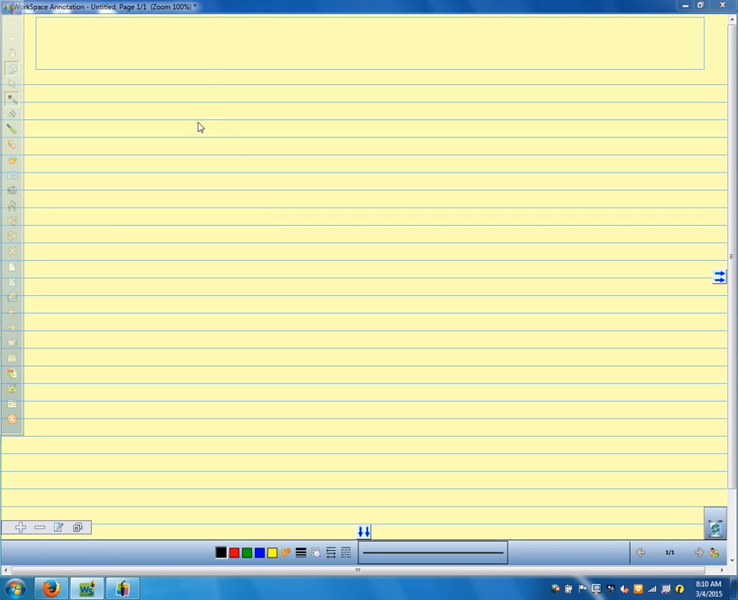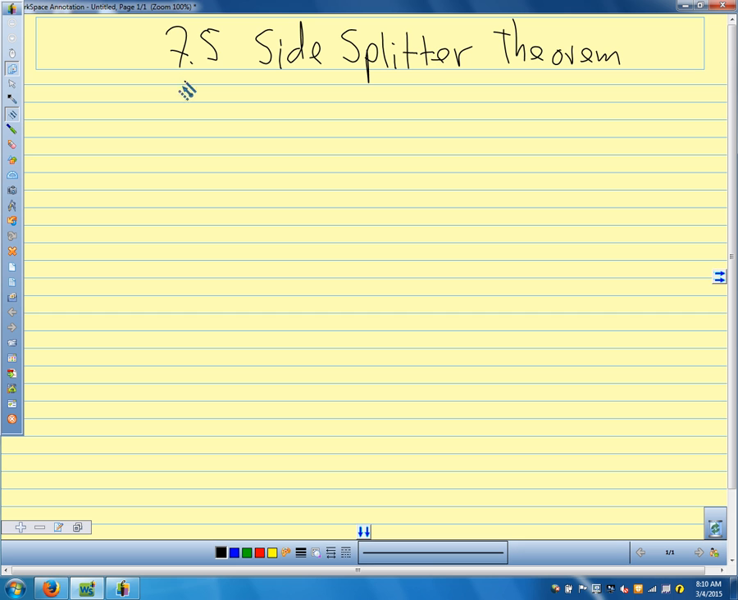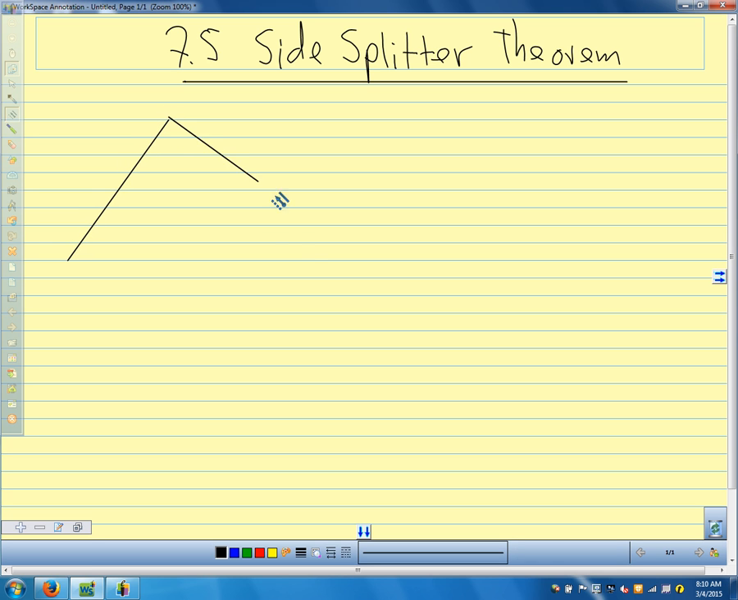Last section of chapter 7, 7.5. We're talking about the side splitter theorem. And the side splitter theorem is an extension of something that we talked about already. So let's draw a picture here, and this is what the side splitter theorem is all about. It looks like the one we used on our opener, and that's part of the reason that I put it up there. It's similar to what we're doing today.